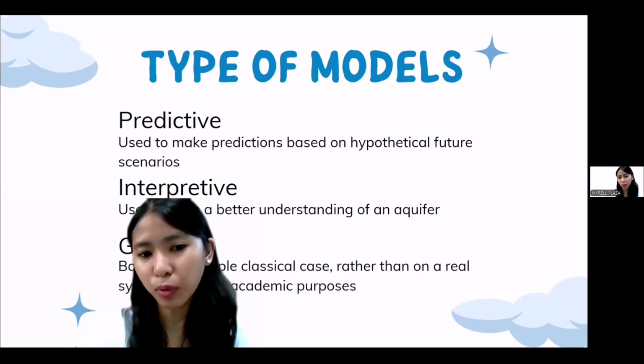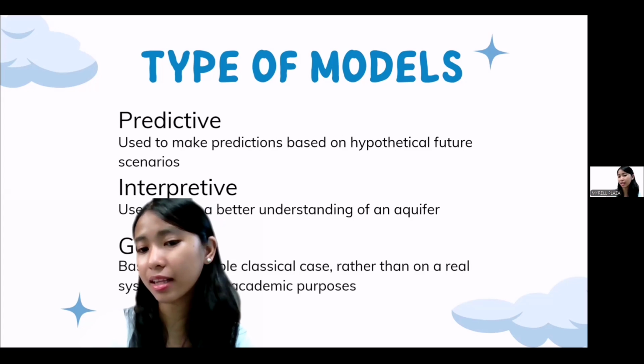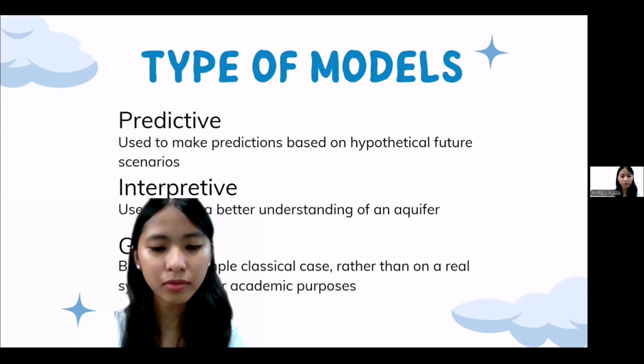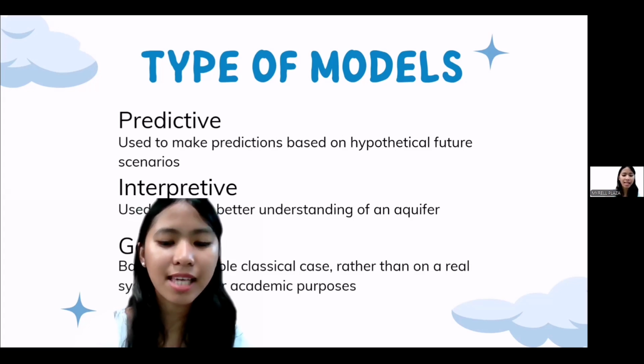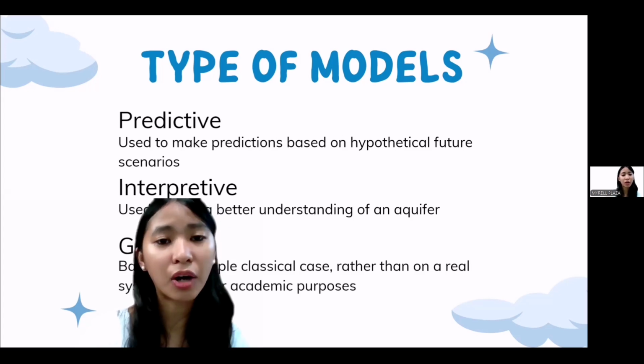The last, the third one, is the generic model. It is based on a simple classical case rather than a real system, and is mostly used for academic purposes. A generic model is used to establish management guidelines or assess the sustainability of specific regions for groundwater development.